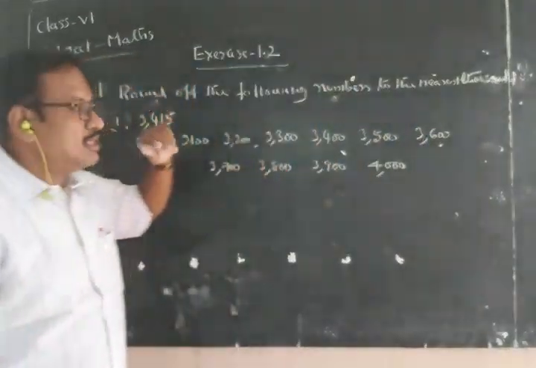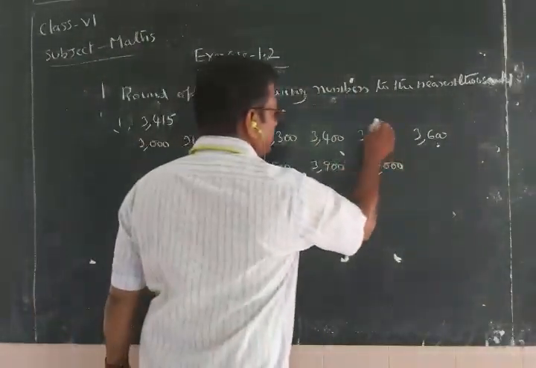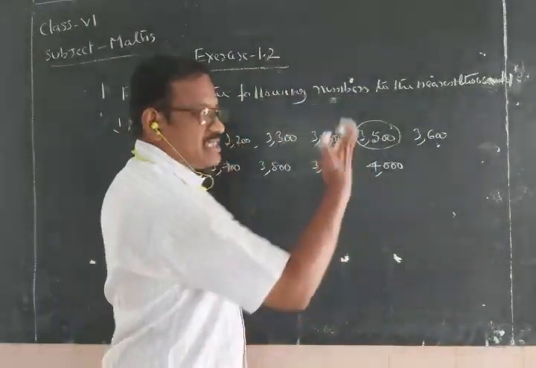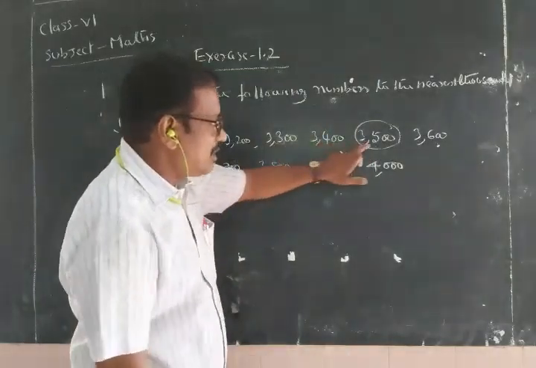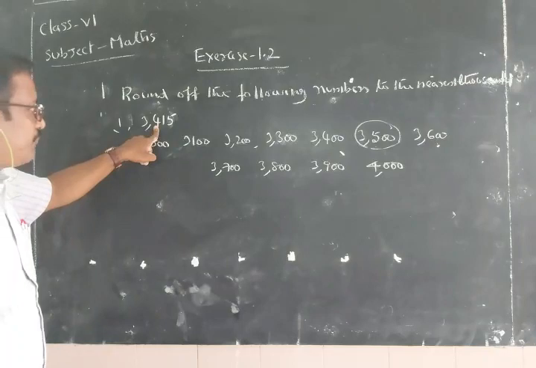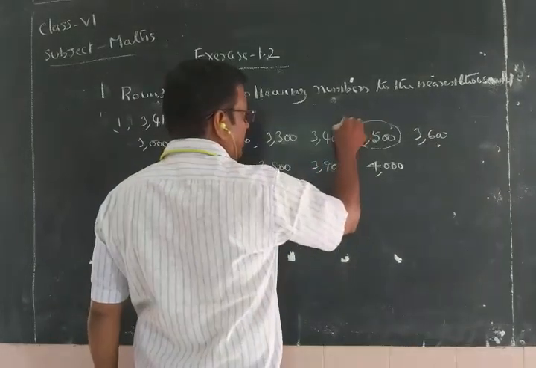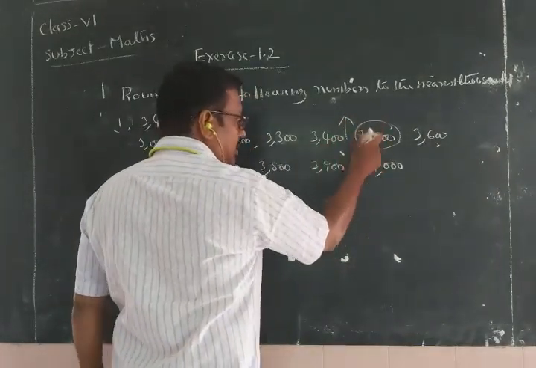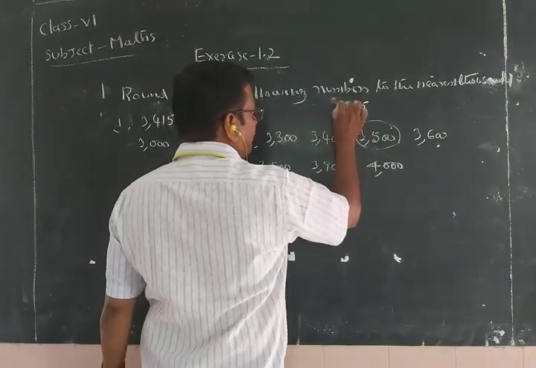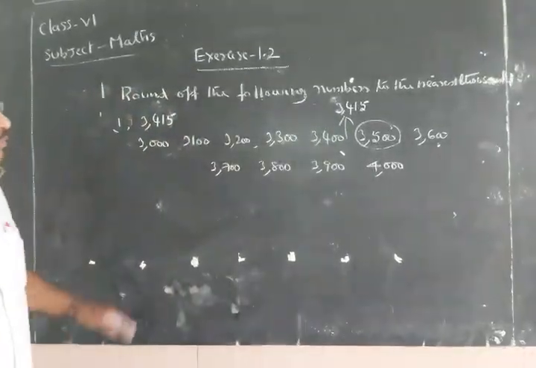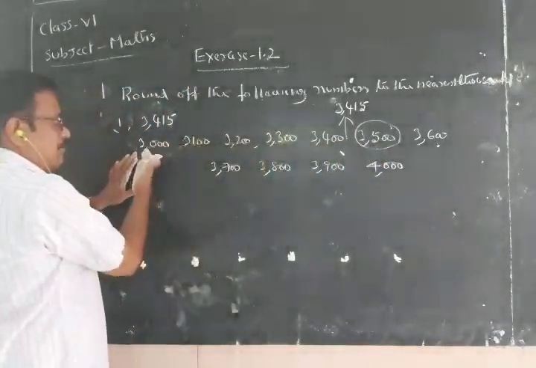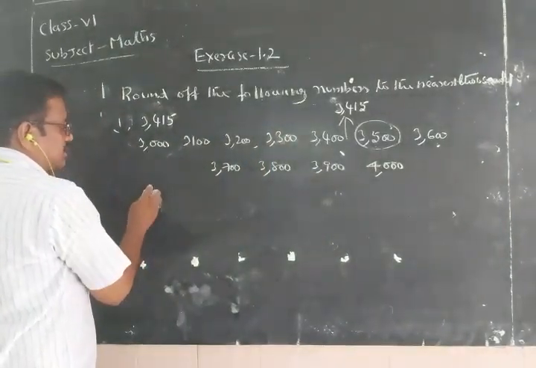Okay, so what is the middle of the number? 3,500. That is the middle, the distance on both sides is the same. Both distances, the middle of the number is 3,500. Now what about 3,415? Where is 3,415? It is between 3,400 and 3,500. So which is the nearest thousand? It is below 3,500.